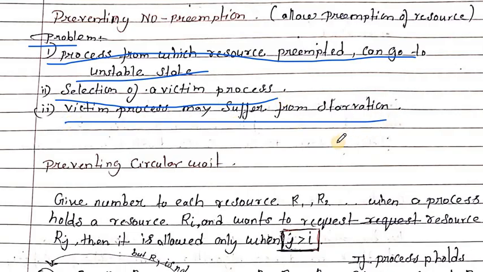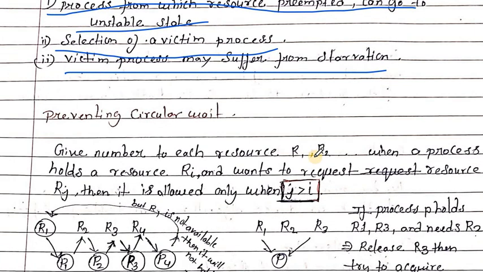The victim process may suffer from starvation. If there is a process having low priority, then every coming process snatches its resource access and uses the resource, and the victim process is waiting for its chance. Any process comes, they snatch its resources, and the victim process may suffer from starvation.